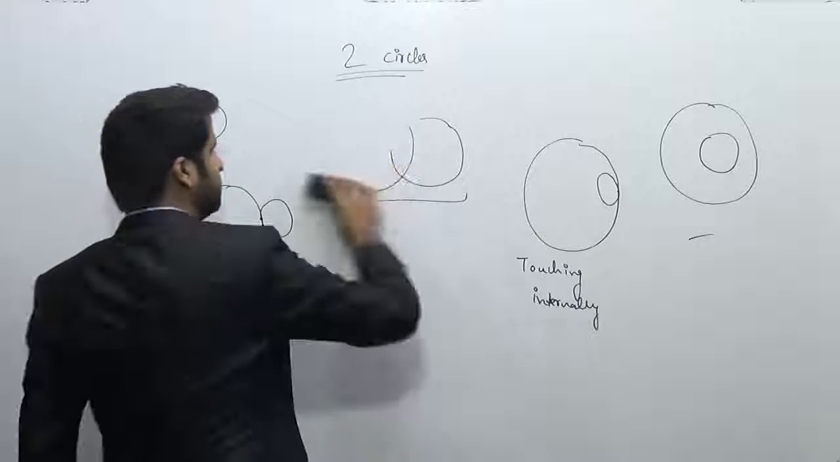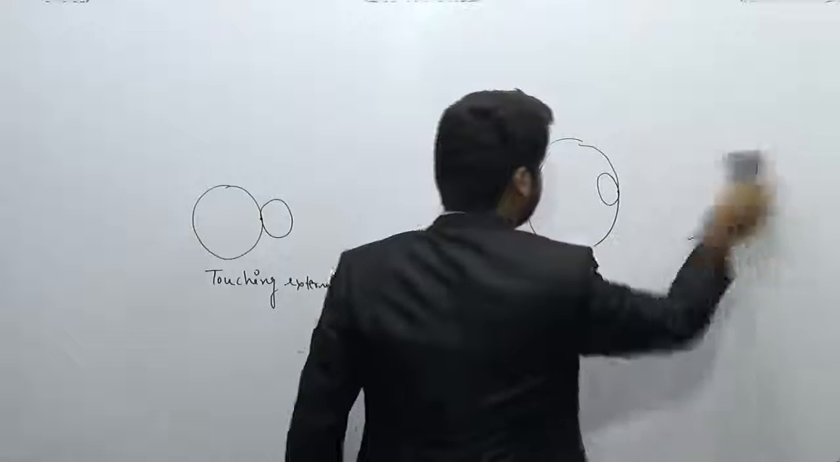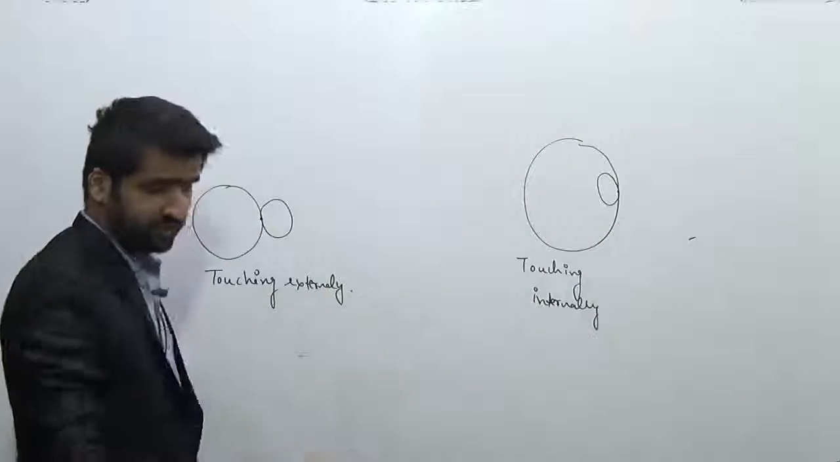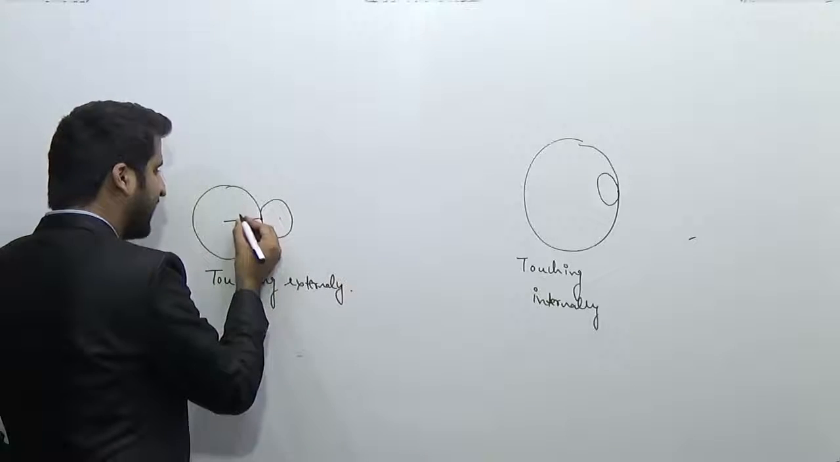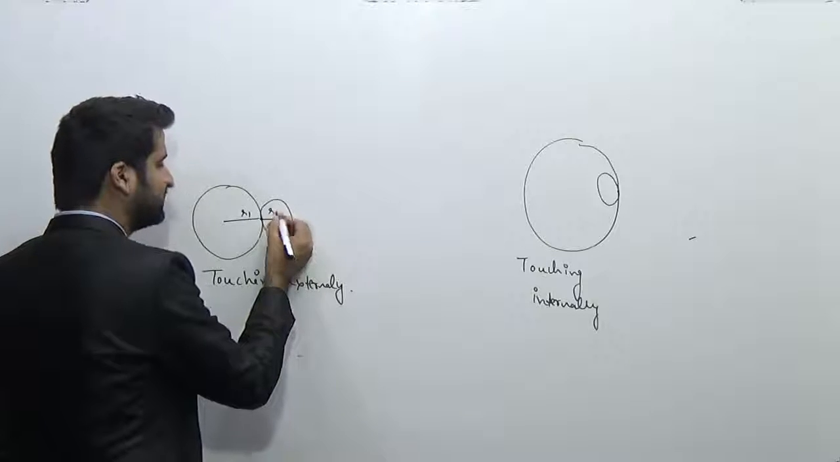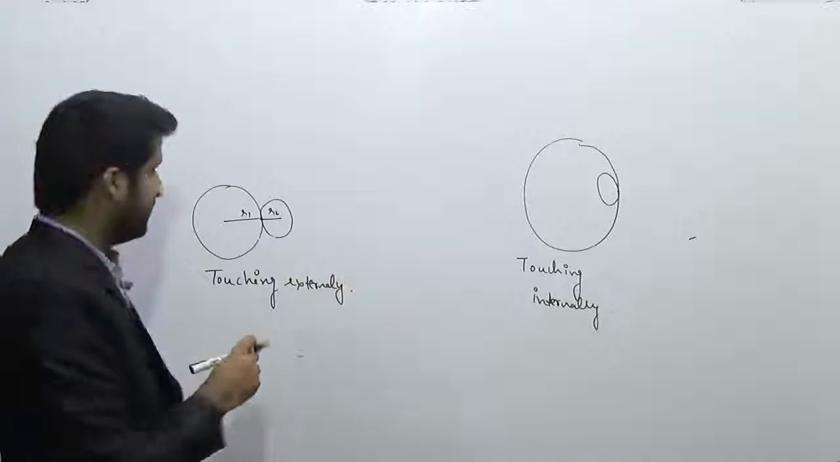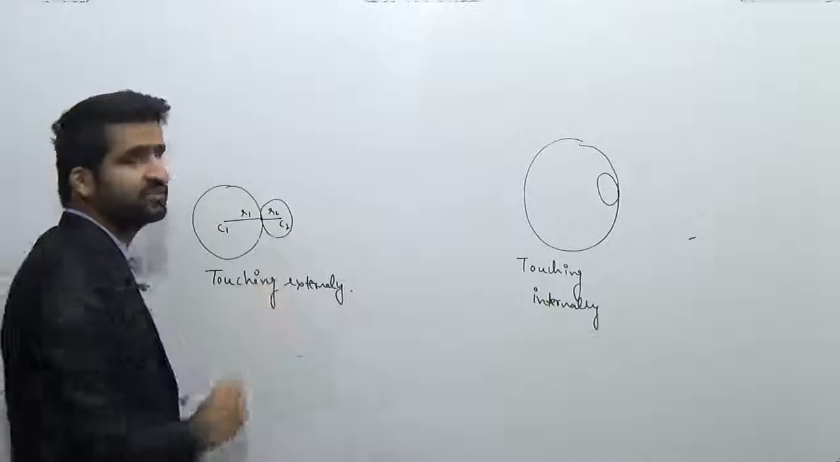So we need to discuss these 2 cases. These are very important. If the circles are touching internally or they are touching externally. So what happens if the circles are touching externally? We know that this distance is radius. This distance is radius of the first circle, and this is the radius of the second circle. This is radius of first circle and second circle, and this will be the center of first and second circle.